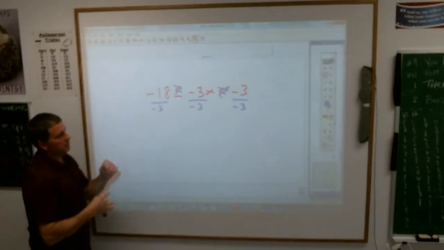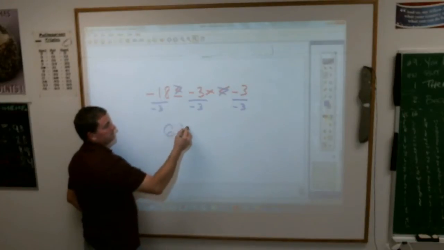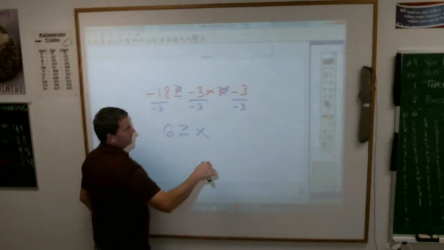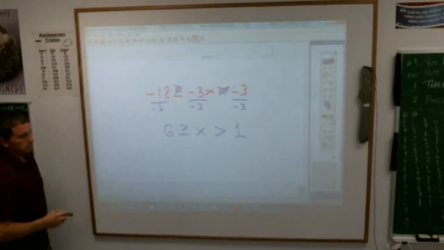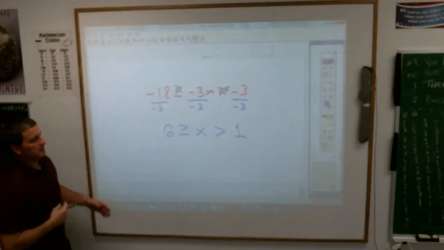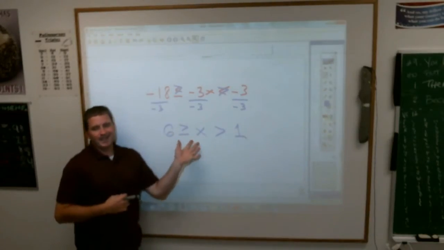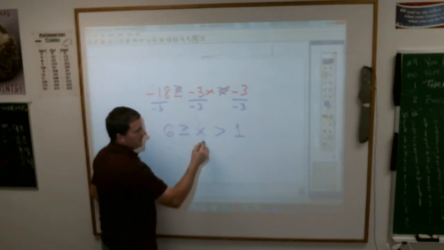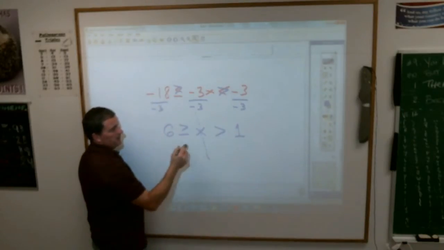Because watch what happens here. Negative 18 divided by negative 3 is 6. Negative 3 divided by negative 3 is 1. And you'll remember I said that with compound inequalities, these signs should be the less than signs, not the greater than signs. That's fine, because all that means is, think about this as being on an axis and you're turning the whole sign and flipping it over. It just ends up looking like this.